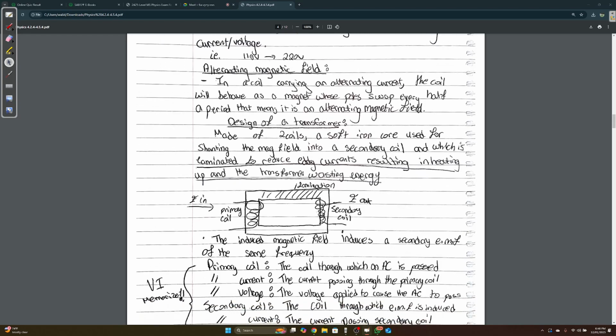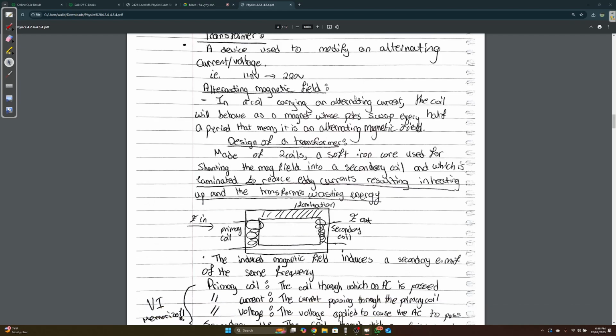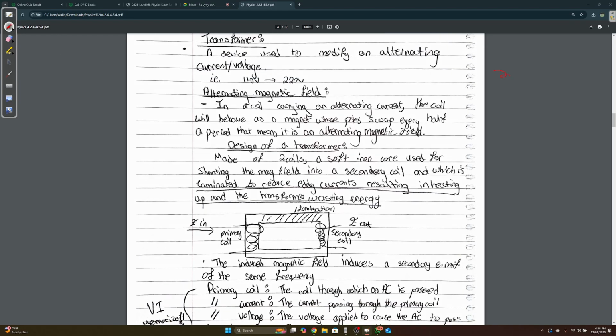Changes. So, alternating magnetic field: in a coil carrying an alternating current, the coil will behave as a magnet where the poles swap every half a cycle. That means it's an alternating magnetic field. Since the current changes direction, the magnetic field will also change direction, because you know that the magnetic field opposes the direction of the current. So if the alternating current is going down, the magnetic field pushes it up, right? But the alternating current changes direction and goes, you know what? No, I want to go up. So then the magnetic field will have to change its direction because it's always opposing it. Okay, that's basically what it says.